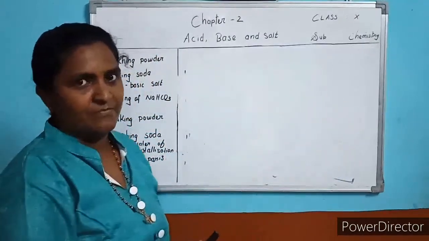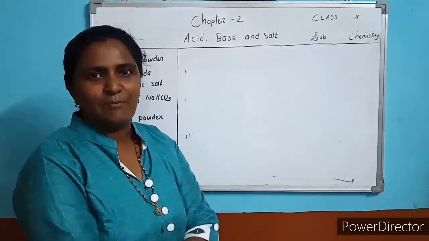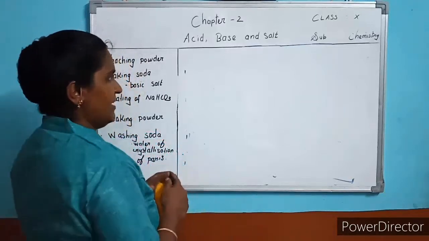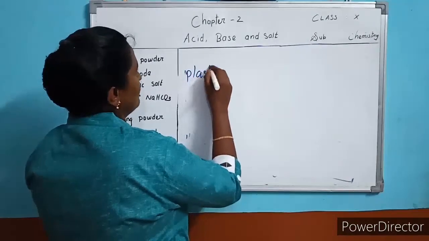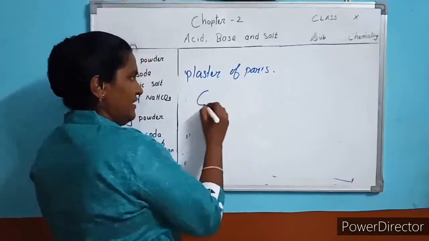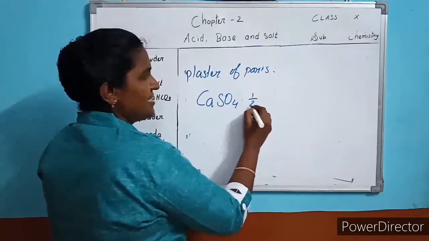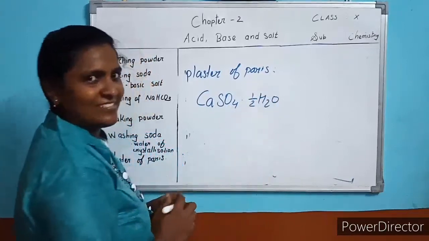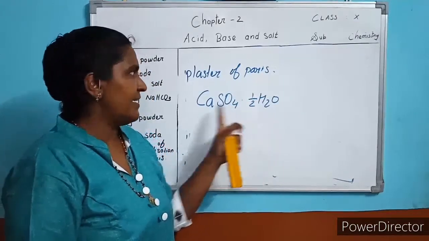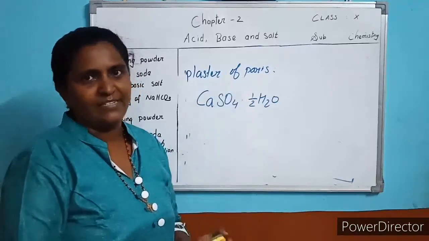The final topic is plaster of Paris. You know, a fractured bone is tied with plaster of Paris. What is plaster of Paris? It is calcium sulfate with semi-hydrated salt. Semi means half. Semi-hydrated calcium sulfate. This salt is called plaster of Paris.